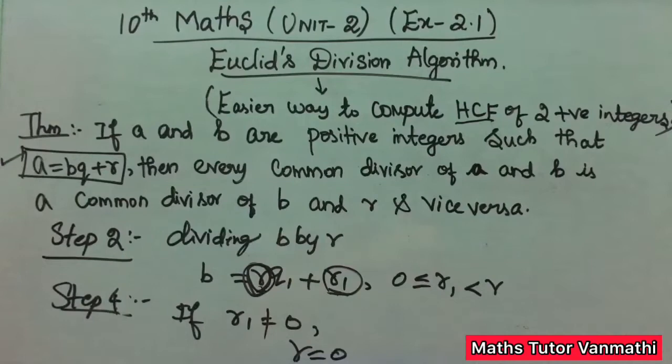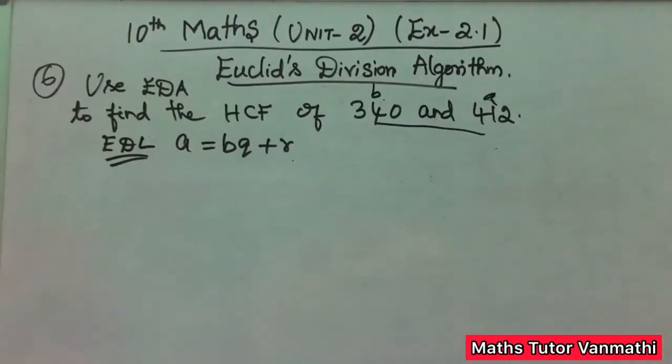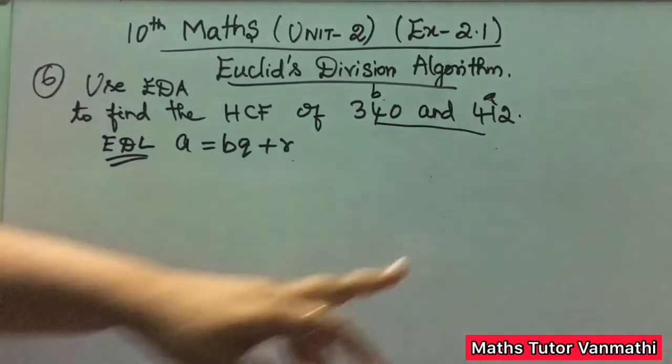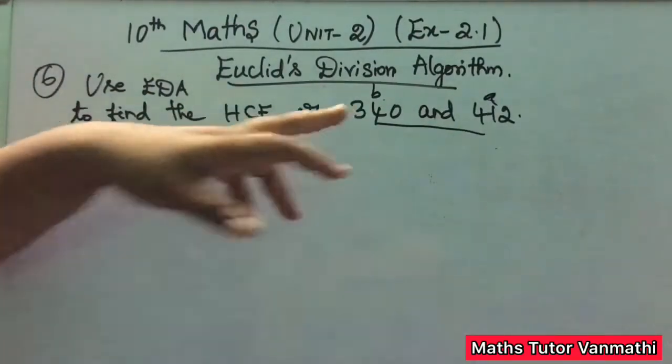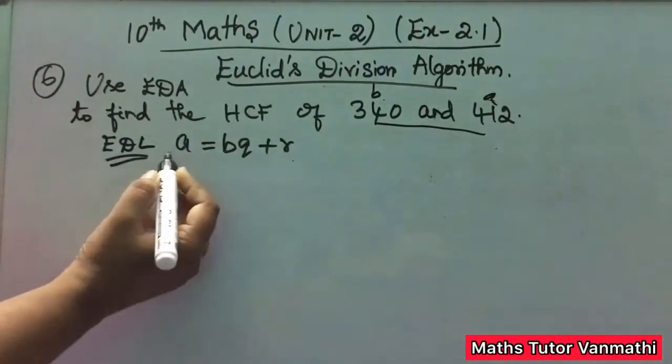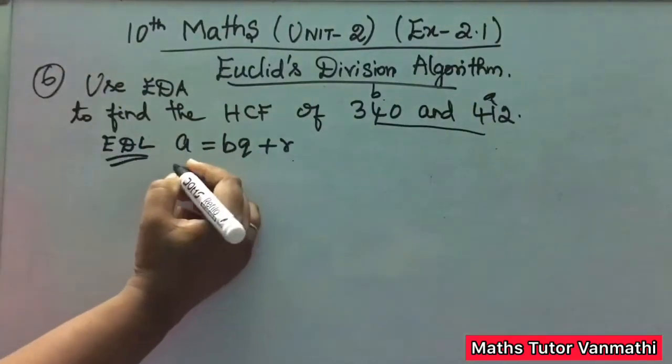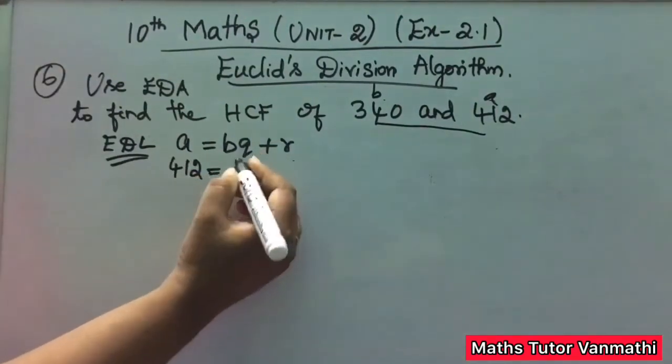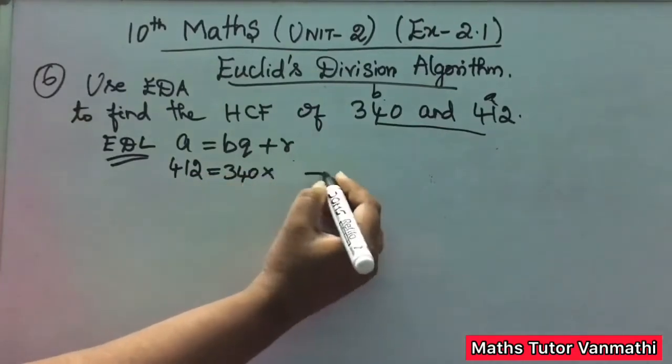Okay, next we can see the problems, then you can clearly understand the concept. This is your sixth problem. Use Euclid's division algorithm to find the HCF of 340 and 412. Here we are going to find the highest common factor between these two numbers. We choose the highest number as A and the lowest number as B. This is your highest number 412 and lowest number 340. Using Euclid's division lemma, A equal to BQ plus R, the A value is 412, the B value is 340 into dash plus dash.